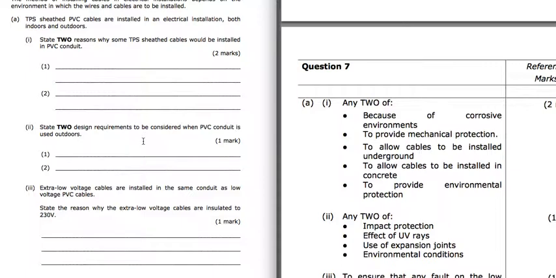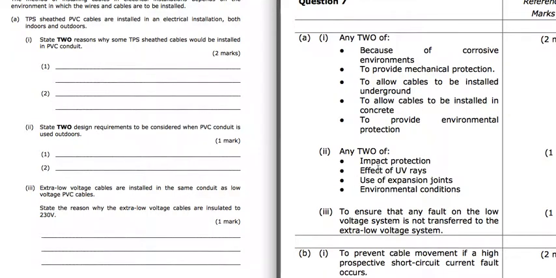State 2 design requirements to be considered when PVC conduit is used outdoors. So impact protection. So it's no good having it very low down where it can be kicked or knocked. The effect of UV rays, so the sun is going to affect it. Use of expansion joints due to temperature, and the environmental conditions. So we need to make sure the environmental conditions are not too extreme for the PVC conduit.